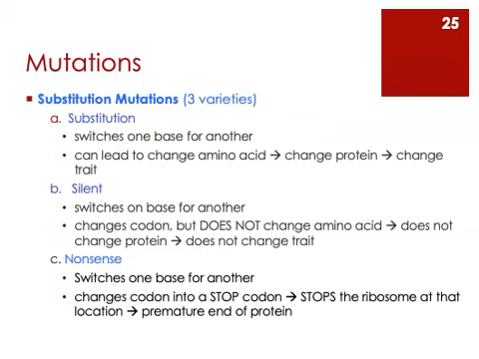So there are point mutations and there are chromosome level mutations. And in the category of point mutations, there are substitution point mutations and there are frameshift point mutations. Within the category of substitution mutations, we can describe three types. We can describe, again, just that basic substitution, where one base is switched for another. That can lead to a change in the amino acid for a codon, which can then change the protein and change the trait.